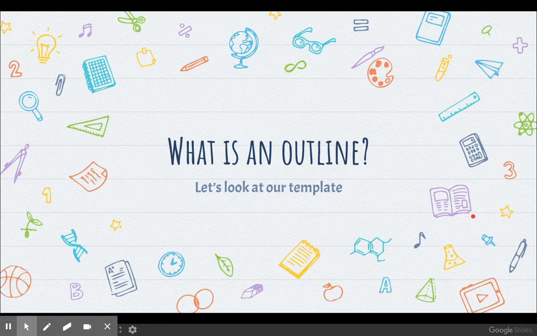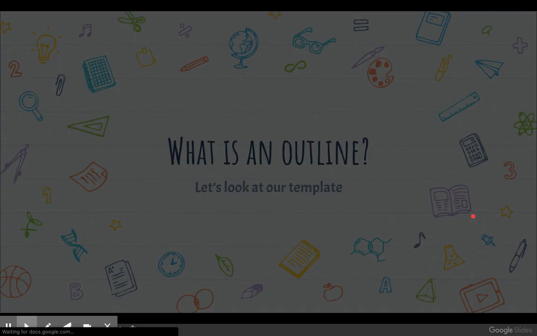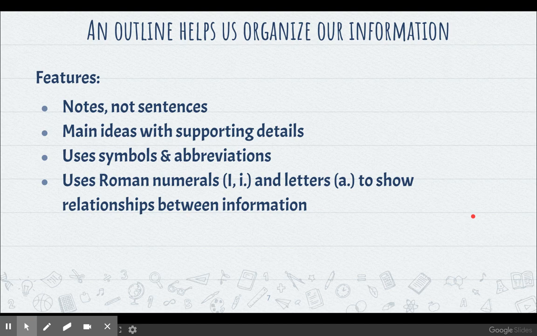So let's start by looking at the template that we have made for you for your outline. So what is an outline? An outline helps us to organize our information. So again, we're taking all of the information that we've learned so far, that we found about our destination, and we're going to now organize it into an outline form that's going to help us to make our slideshow in the coming weeks. So some features of an outline are that it's notes and not sentences.